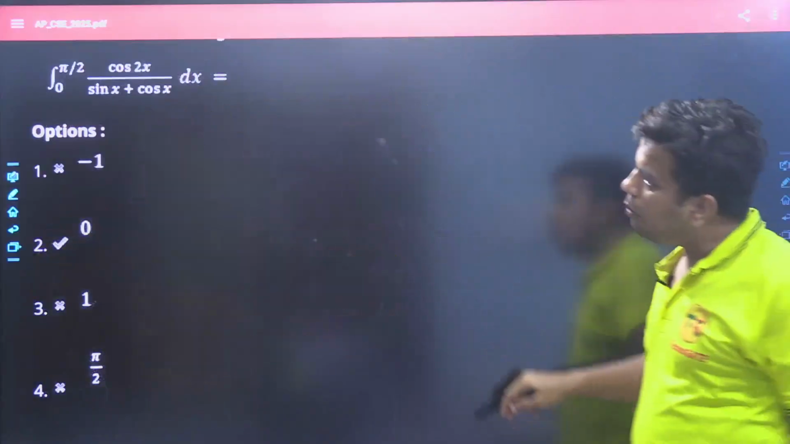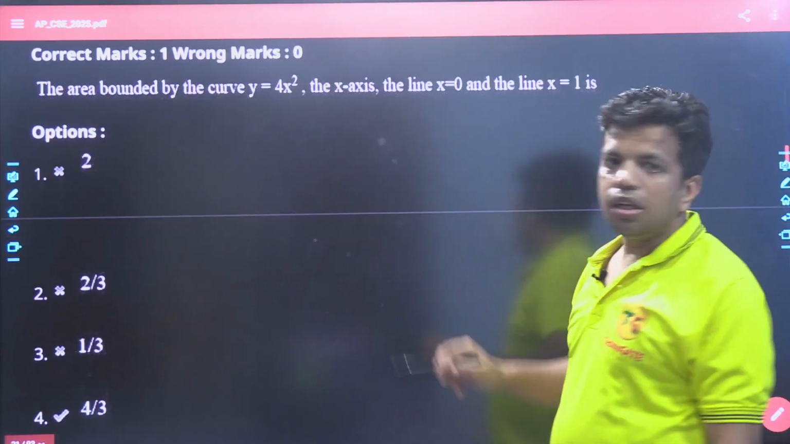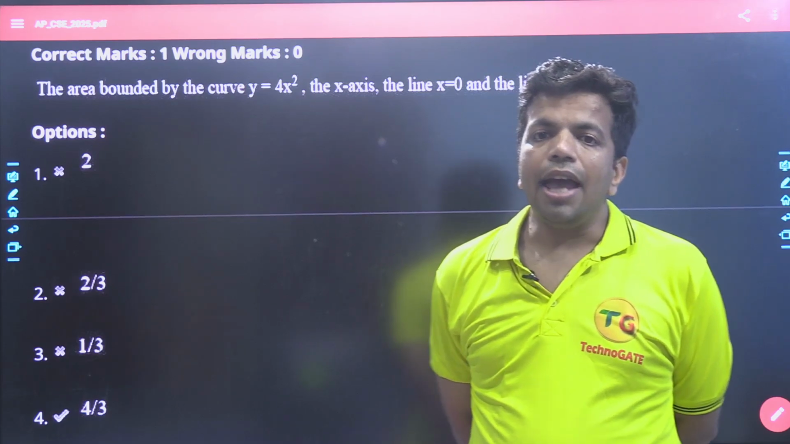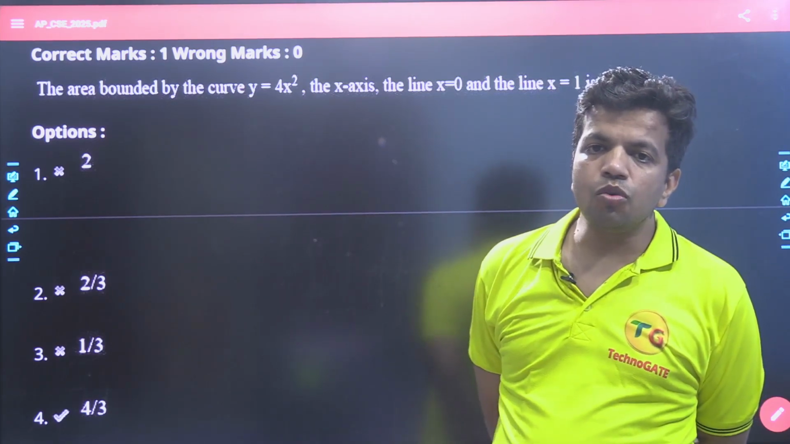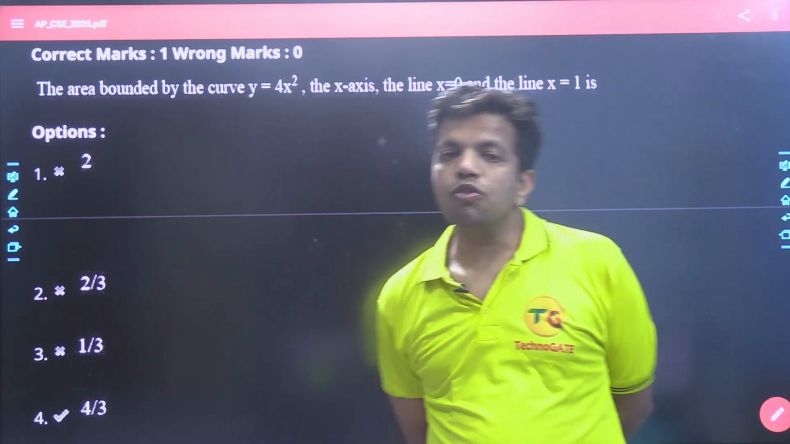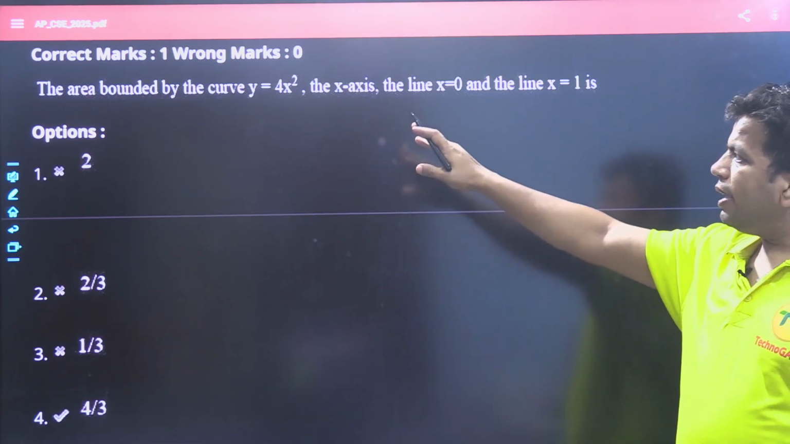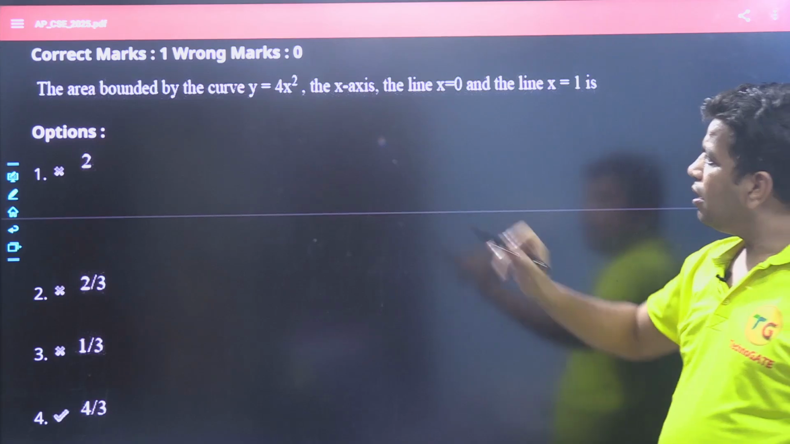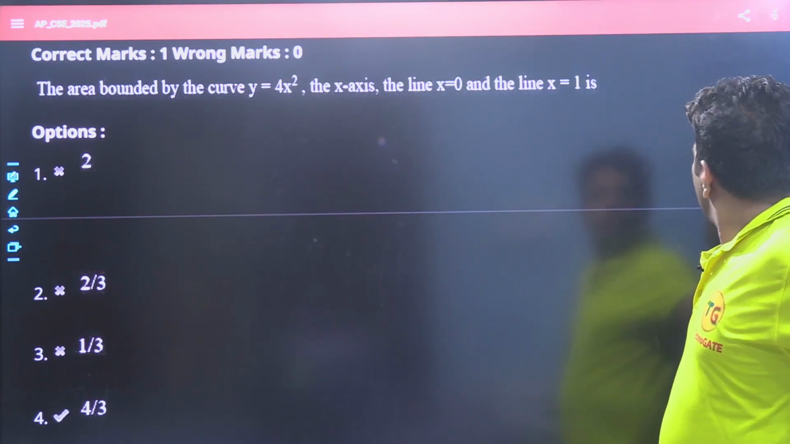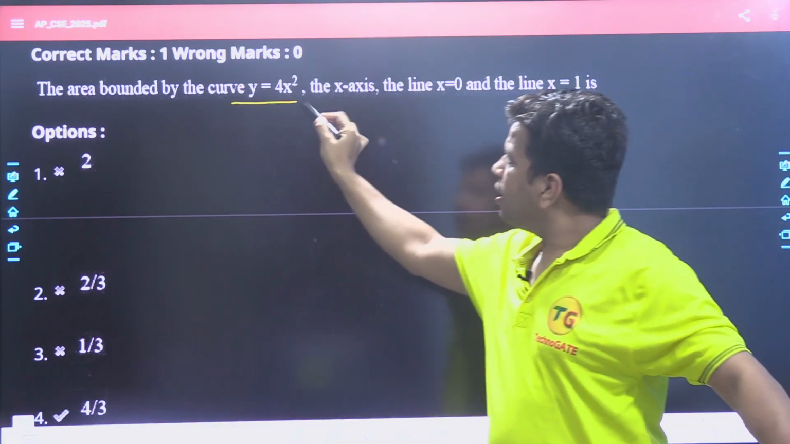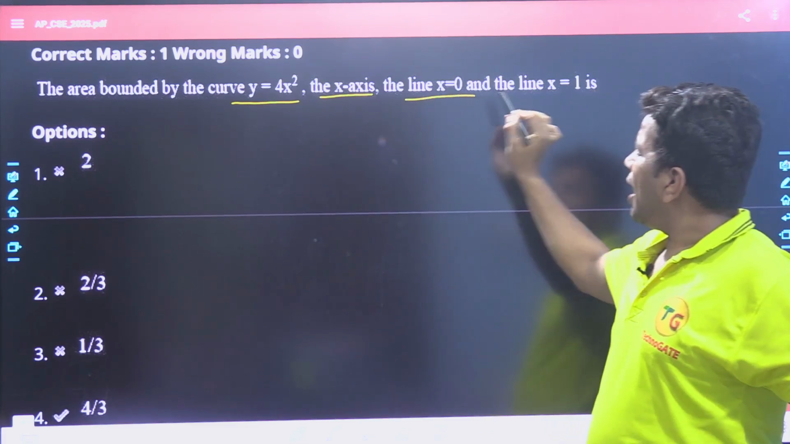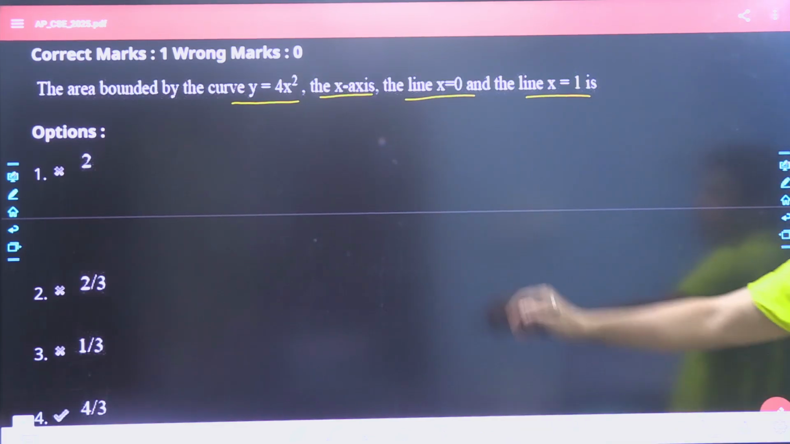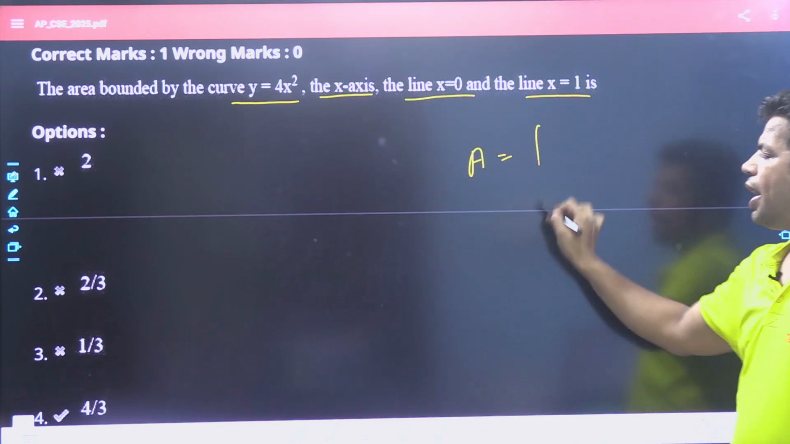Now move to the next question. The area bounded by the curve y equals 4x square, the x-axis, the line x equals 0 and the line x equals 1 is what? We need to identify the area bounded by the curve y equals 4x square, the x-axis, and the lines at x equals 0 and x equals 1. Simply, you need to calculate the area under the curve.